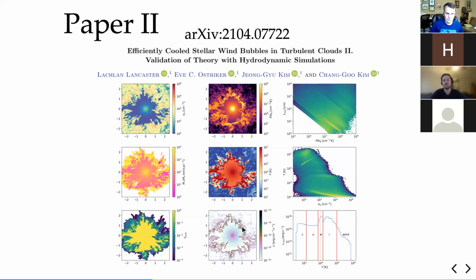This is tracking the wind material, and you can see there's a lot of mixing that comes in. Finally, part of our model is that most of the cooling is going on at basically one temperature, and that is borne out in the simulations. The peak of cooling happens at this 10,000 Kelvin, where cooling can occur very efficiently. So you can see that these bubbles are a total mess, but it turns out that we can still describe their properties quite efficiently.